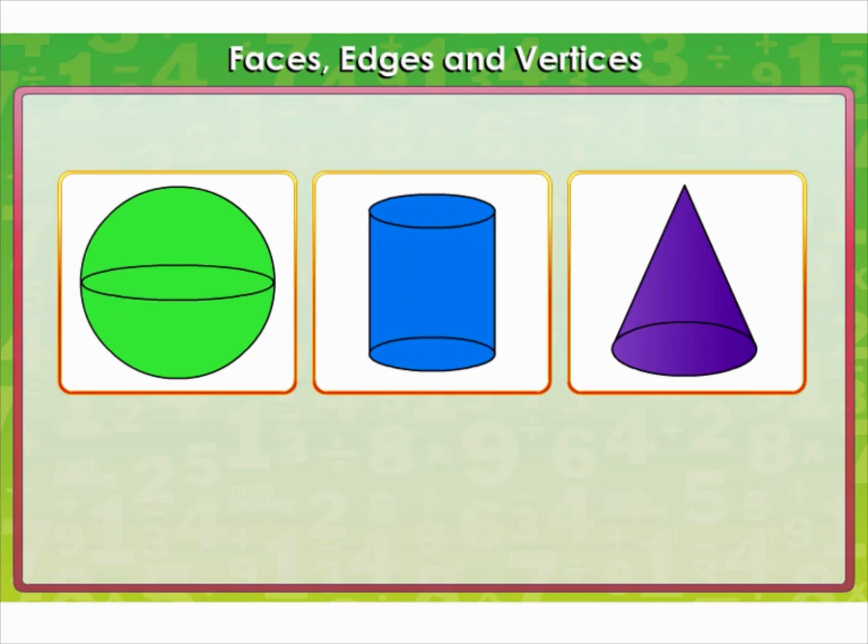A cone has 2 faces. One is circular face and the other one is a curved face. It also has one edge where the curved surface meets the flat surface. It has one vertex.